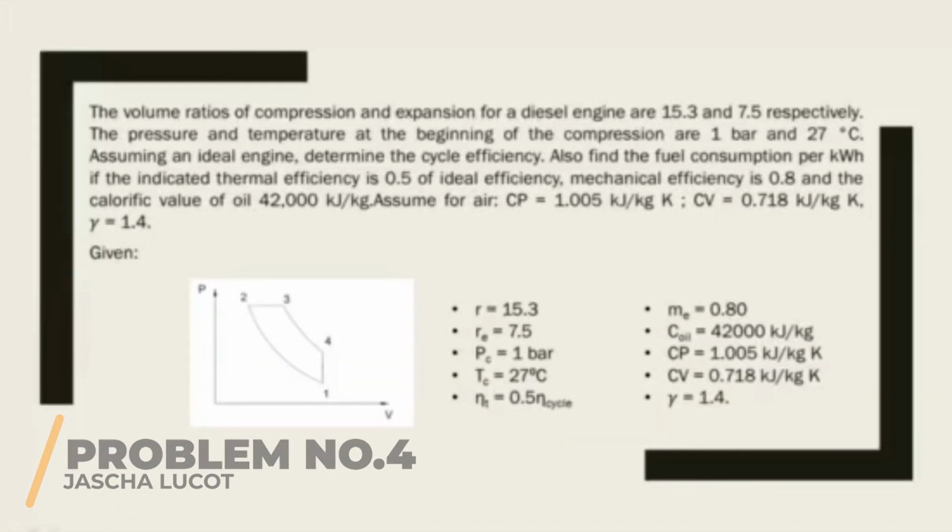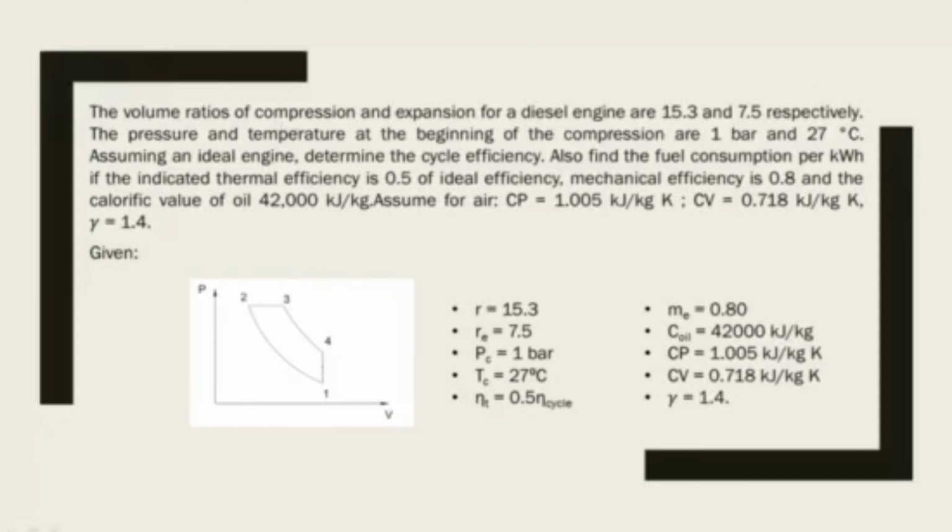For problem number 4, we are given with a diesel engine wherein volume ratios of compression and expansion are 15.3 and 7.5 respectively. The pressure and temperature at the beginning of the compression are 1 bar and 27 degrees Celsius. We are asked to determine the cycle efficiency when ideal engine is assumed. Fuel consumption per kilowatt-hour is also asked given the indicated thermal efficiency, mechanical efficiency, and calorific value.